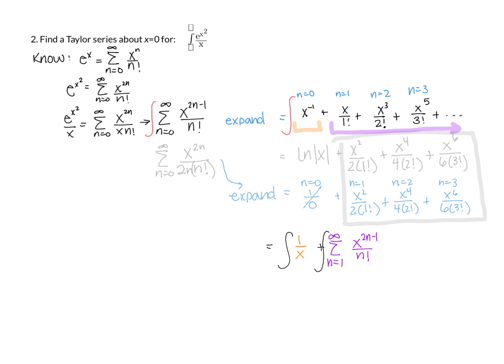So the integral of 1 over x is the natural log of the absolute value of x plus c. And then the integral of this series is what we got up here, just the index has been shifted. So this will be from n equals 1 to infinity of x to the 2n over 2n times n factorial. And that's how we expand that.